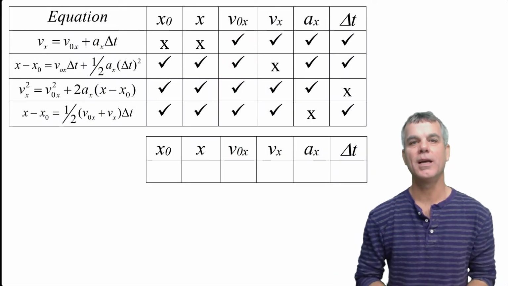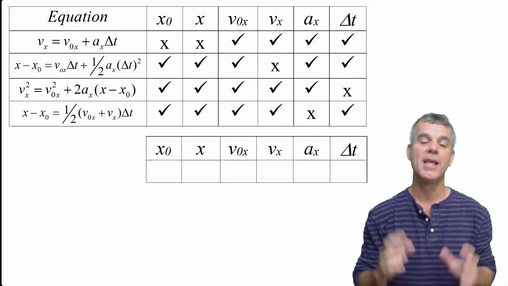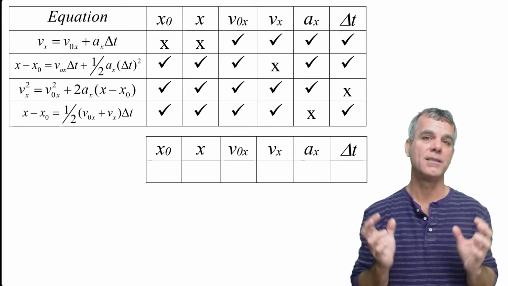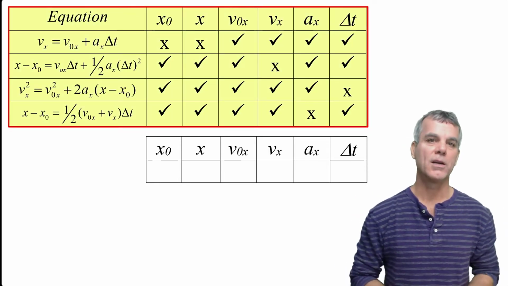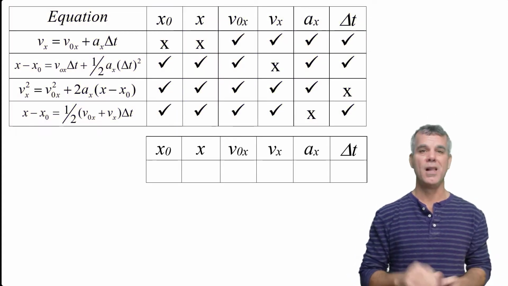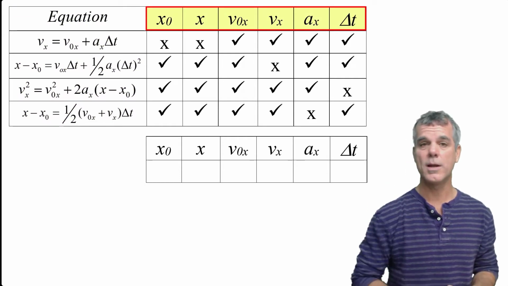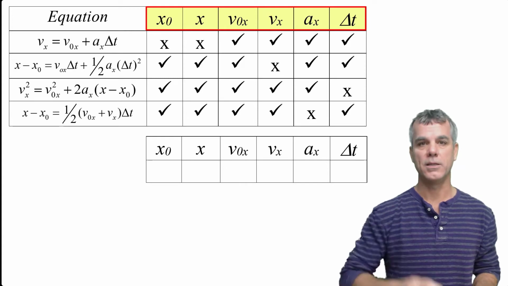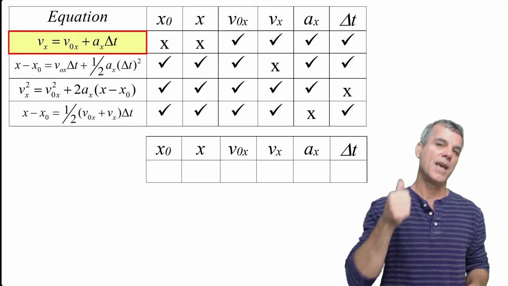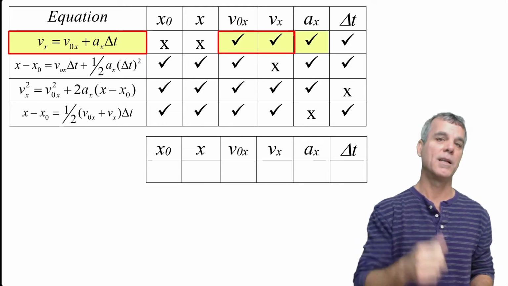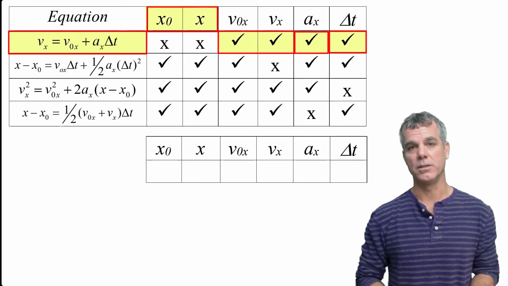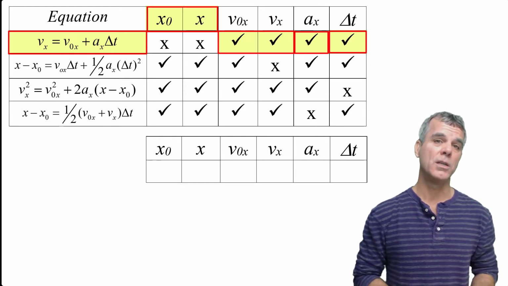I think the easiest way of identifying the known and unknown quantities and finding which equation has them is by using a simple table. As you see here, I've got on the left-hand side all of the equations listed, and next to each equation, I have the 6 different quantities, and which quantities are contained in each equation. For example, Vx equals V naught x plus Ax delta t. I have my initial and final velocities, I have my acceleration, and I have my elapsed time.